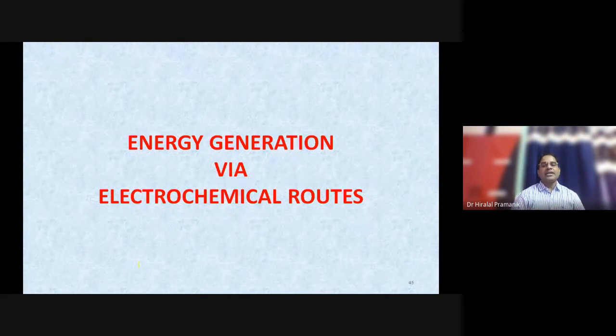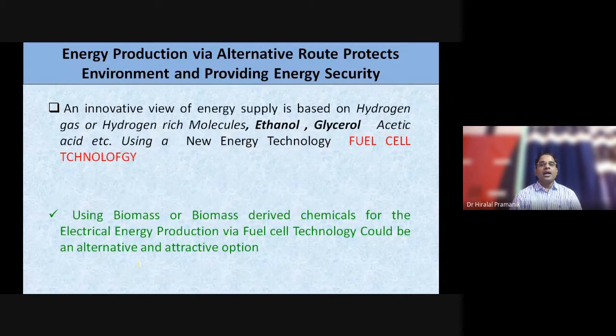Next one is energy generation via electrochemical route, from some energy material. And energy production via this alternative route, of course, will protect the environment and provide energy security in a better way. Already I've told you, this part will concentrate on the electrochemical route. Before I discuss, I would say that the innovative view of energy supply nowadays is based on hydrogen gas or hydrogen rich molecule. Wherever there is hydrogen, we are trying to trap it.